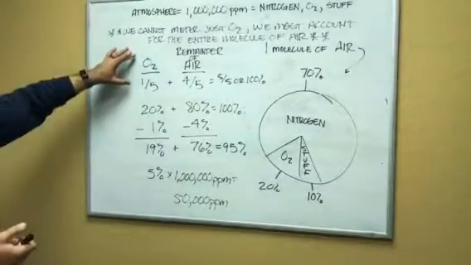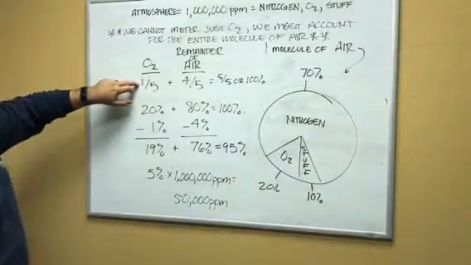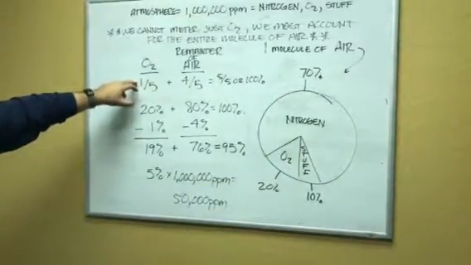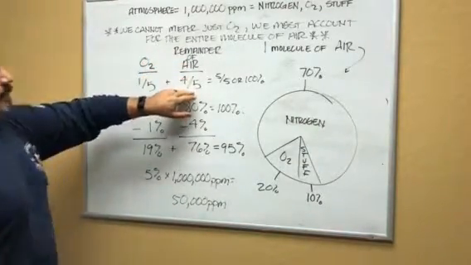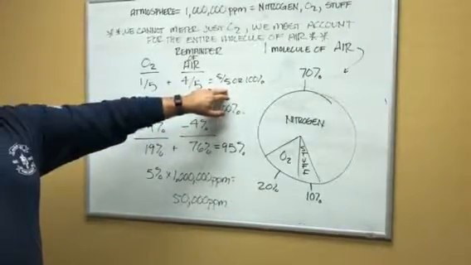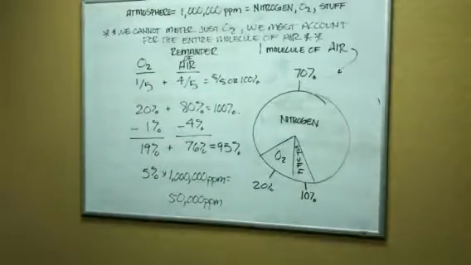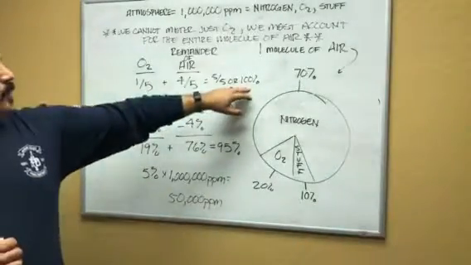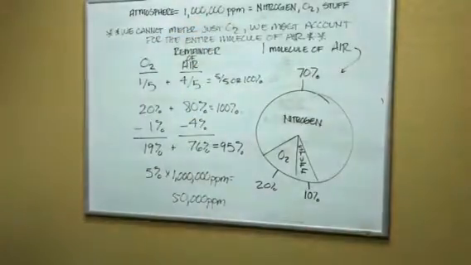Oxygen, like I said, is 20%. 20% of 100% is 1/5 of a molecule of air. The remainder of air, the nitrogen and the other stuff, is 4/5 of that molecule. Add them together, 1/5 plus 4/5, 5/5, or 100%. Remember that 100% is going to be 1 million parts per million.